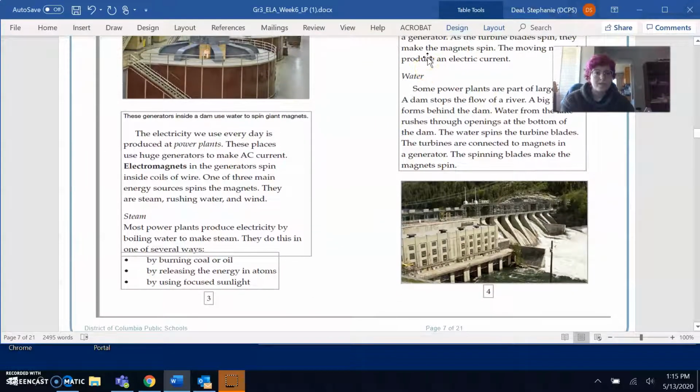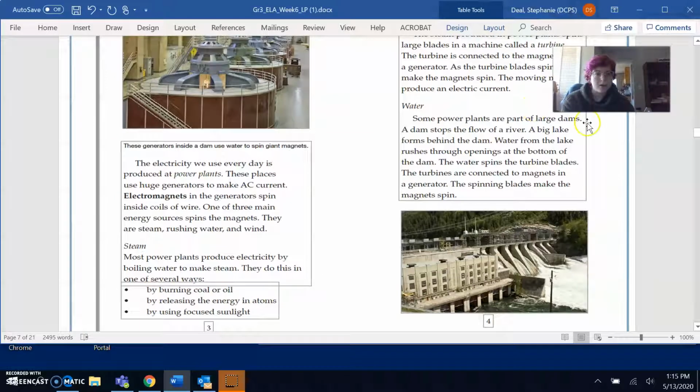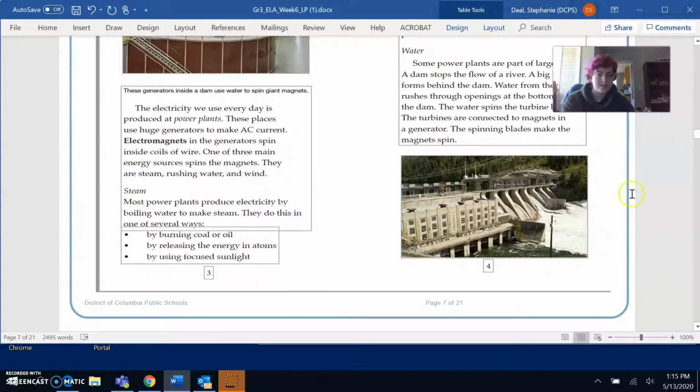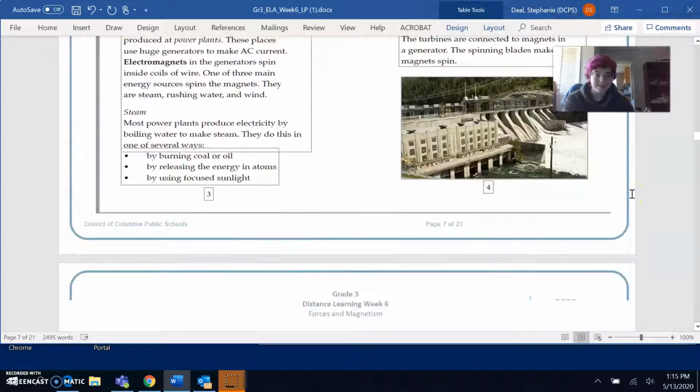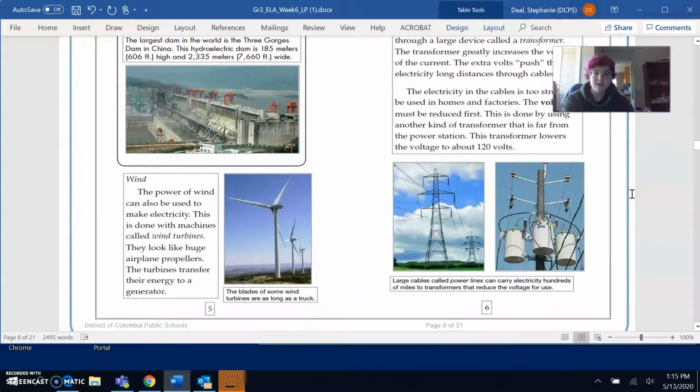Water. Some power plants are part of large dams. A dam stops the flow of a river. A big lake forms behind the dam. Water from the lake rushes through the openings at the bottoms of the dam. The water spins the turbine blades. The turbines are connected to magnets in a generator. The spinning blades make the magnets spin. So that's what we see in this picture here, a dam producing electricity. Let's go on to the next page.